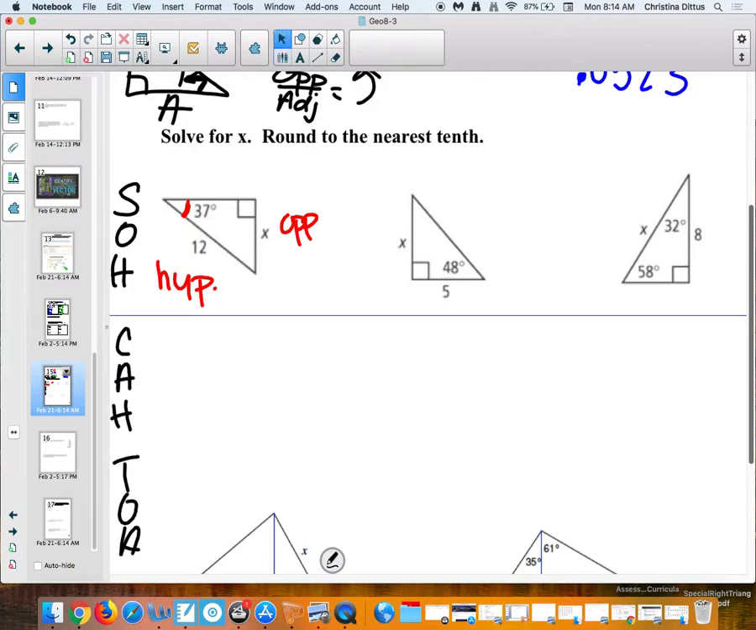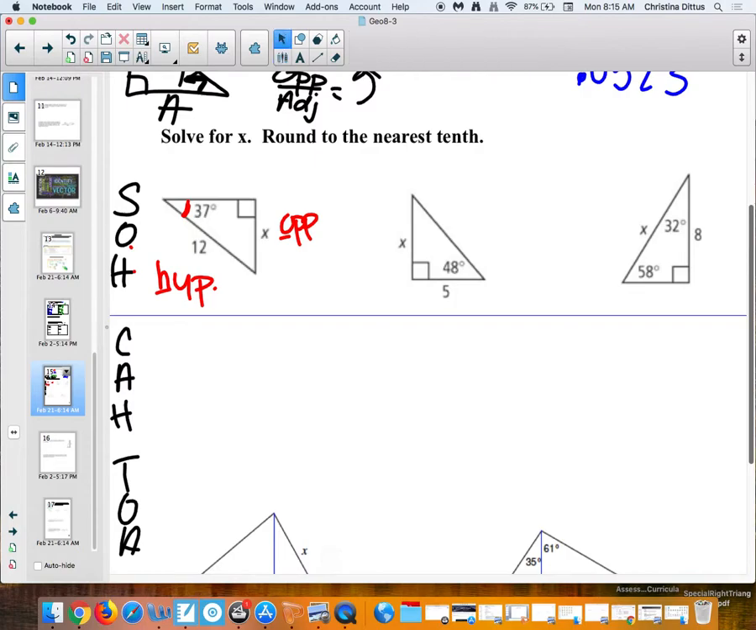Okay, I got O and H, right? Am I using sine, cosine, or tangent? How do I know I'm using sine? Because I have O and H. The only one that has O and H in it is my sine. Okay? Super important. You need to take the sine, cosine, or tangent of an angle. So what goes next to our sine, cosine, tangent is always an angle measure.